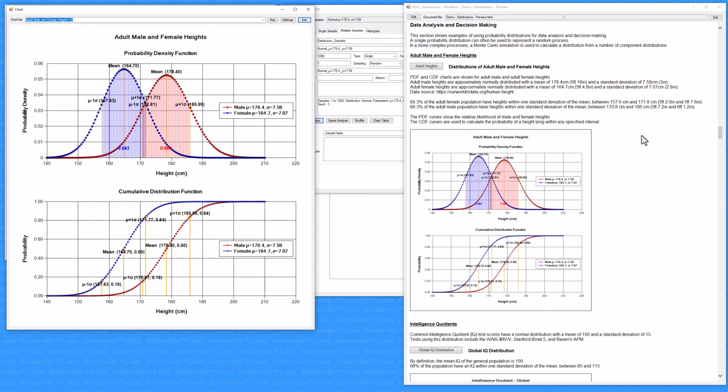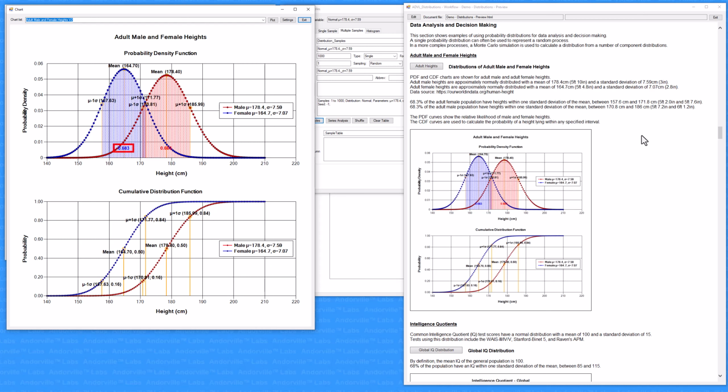Adult female heights are approximately normally distributed with a mean of 164.7 centimetres or 5 foot 4.8 inches and a standard deviation of 7.07 centimetres or 2.8 inches. The data source for this data is Our World in Data.